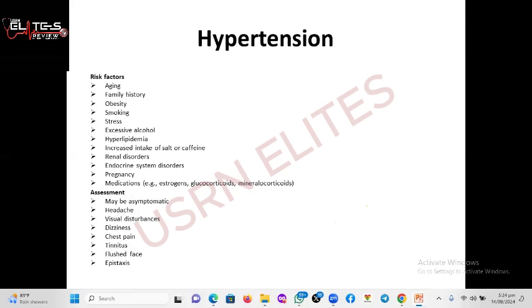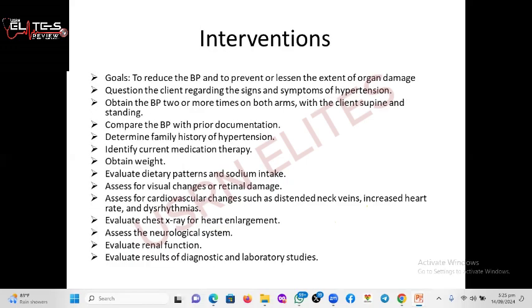And we know when ICP goes up, you have headache, you have some form of visual disturbances as well, especially as blood supply to the vessels that supply the eye will also be affected. You have dizziness, chest pain. Tinnitus can also happen, the flushed face and epistaxis, especially when the BP is very, very high. Patients could have bleeding in the nose as well.